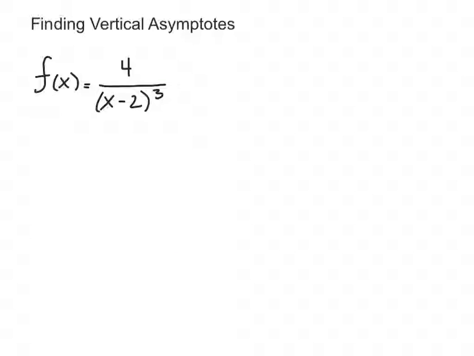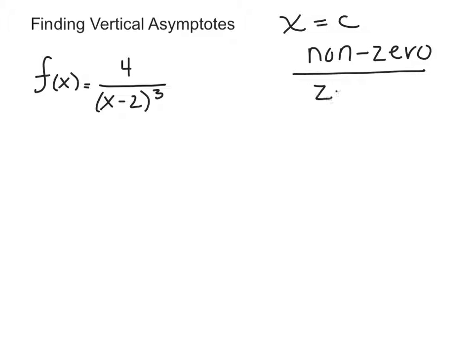Now we have to talk a little bit about how to find a vertical asymptote. We're looking for a place where, as x equals c, the numerator is a non-zero number and the denominator is zero. If that is the case, then a vertical asymptote exists. So in this particular function, at x equals 2, we have a place where the numerator is a non-zero 4 and the denominator would be 0. And so for this function, there is a vertical asymptote at x equals 2.